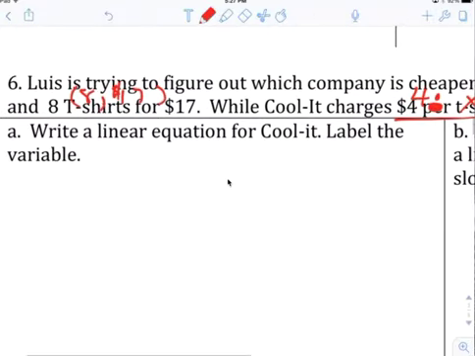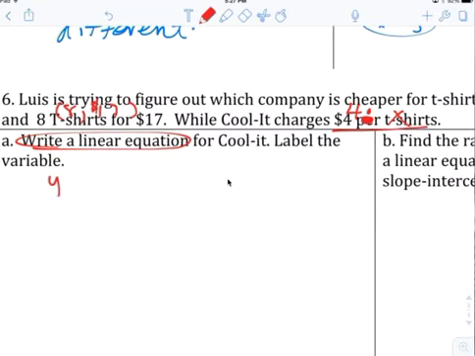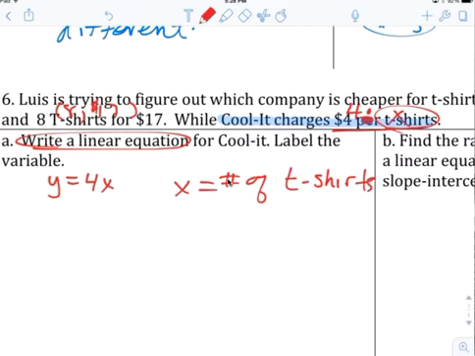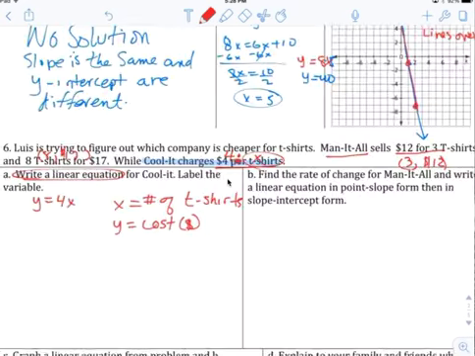Okay, write a linear equation for Cool It. Y equals 4x. X represents the number of t-shirts, and y represents how much you're going to pay, or the cost in dollars.